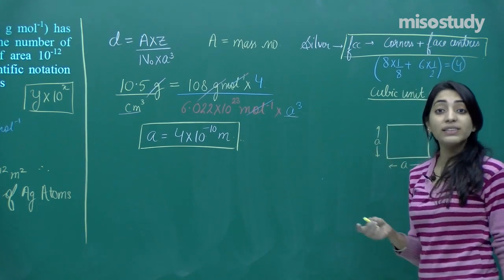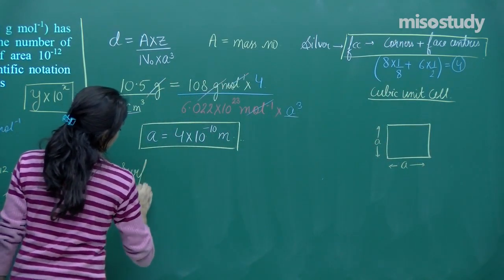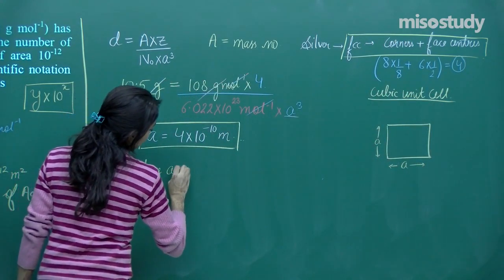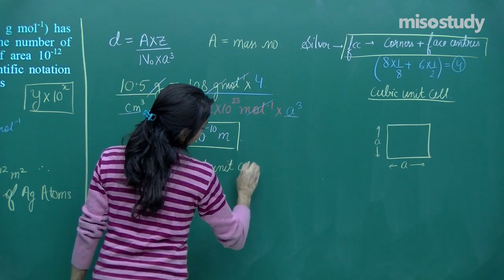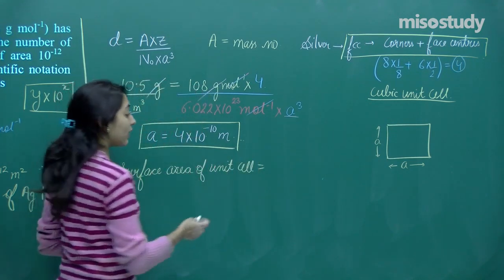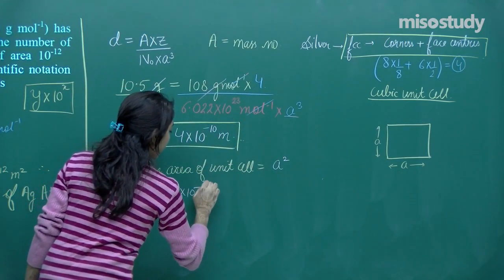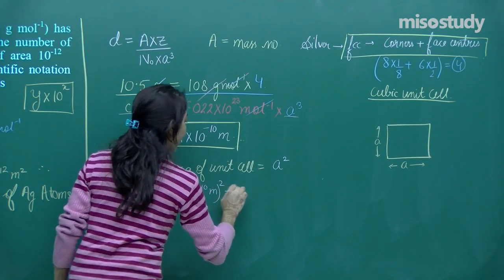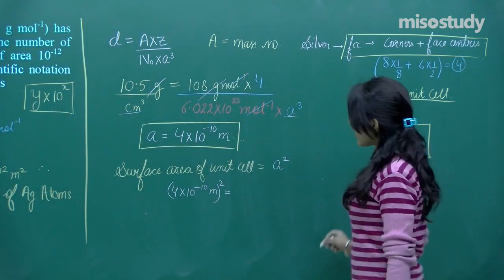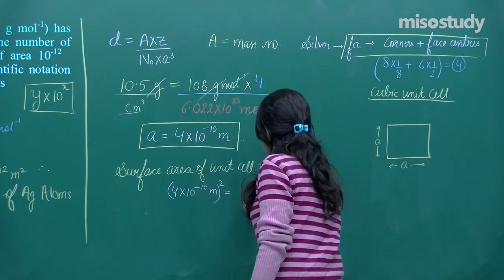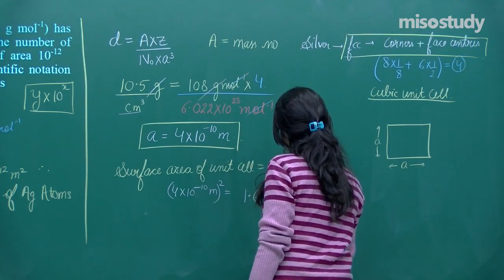So what should be the surface area of the unit cell? You can call the surface area of the unit cell A square, which will be equal to (4 into 10 raised to the power minus 10 meter) whole square, which will come out to be 16 into 10 raised to the power minus 20 meter square, which finally can be written according to scientific notation as 1.6 into 10 raised to the power minus 19 meter square.